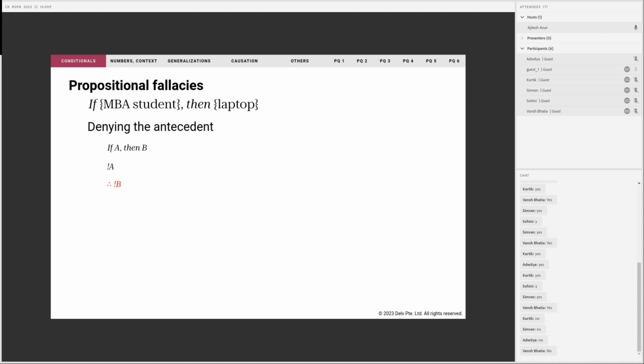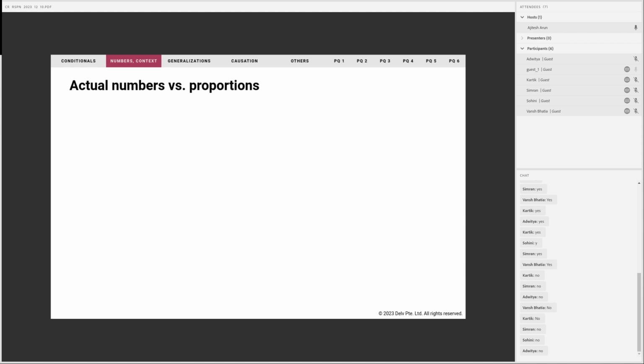If MBA student, then laptop, and then we're saying, okay, we know that somebody is not an MBA student. And from this, we are saying that that person does not have a laptop. Can we say this? Karthik is saying no, Simran is saying no. Excellent. So, this sort of relationship is also an error, right? Awesome. All right. Now, what we've done till now is we've taken a look at some conditional statements, right?